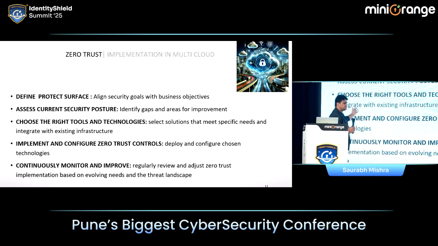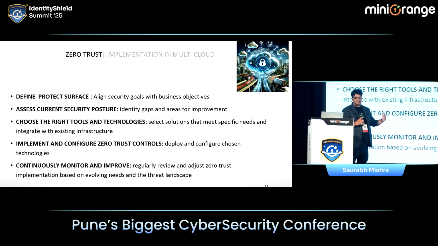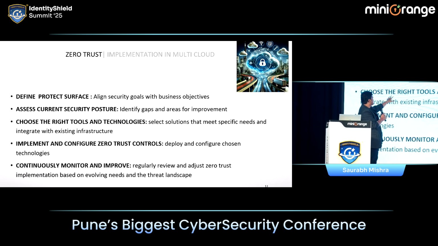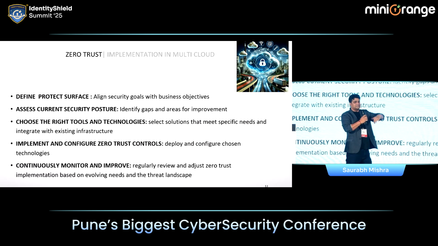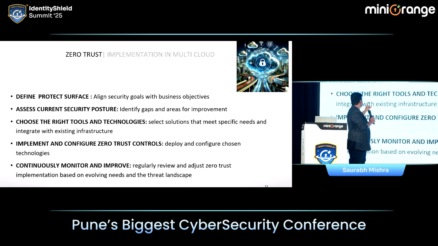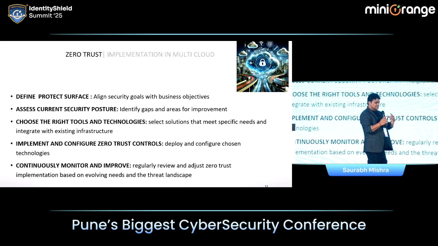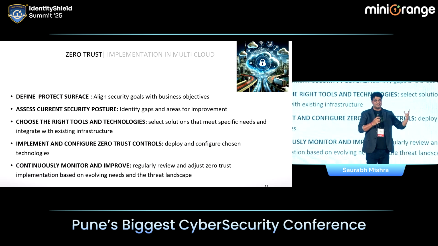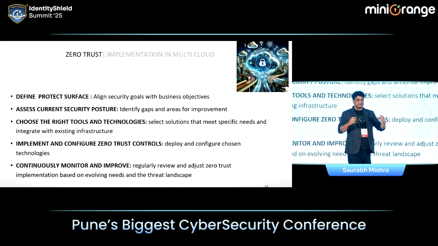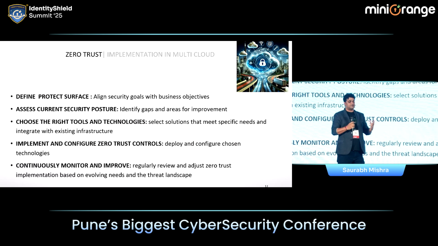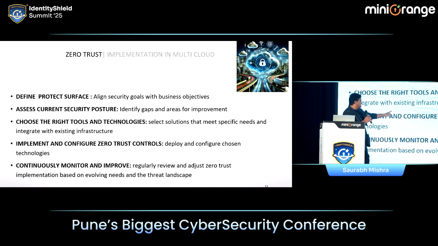These are the steps you have to follow to implement zero trust. First, define your protect surface, meaning the boundary for designing the solution. Then assess your current security posture. Security posture is handled by CSPM, Cloud Security Posture Management tools, which basically provide end-to-end threat detection as well as authorization checks. Then we have to implement and configure zero trust controls.